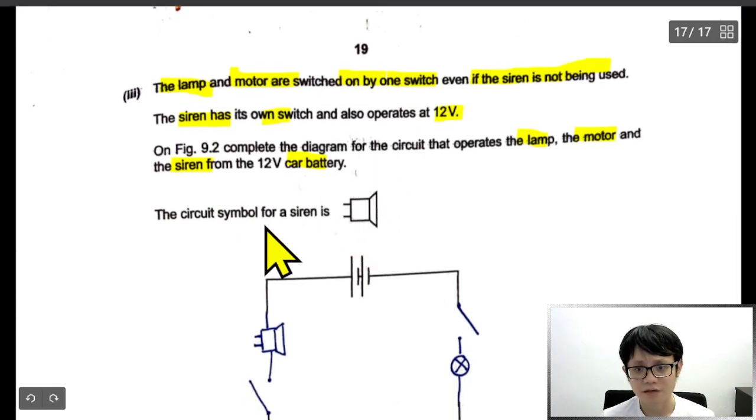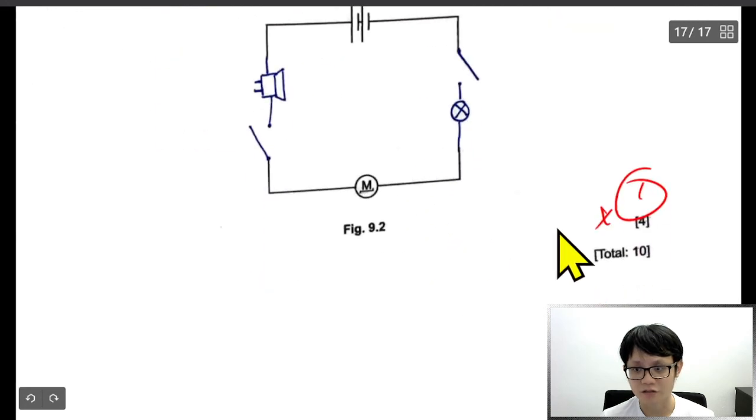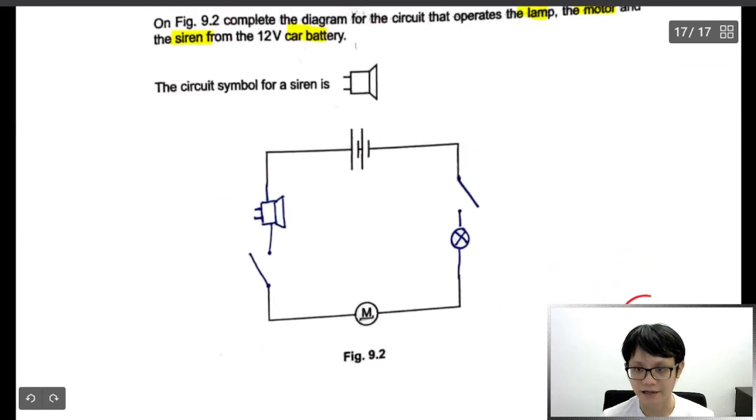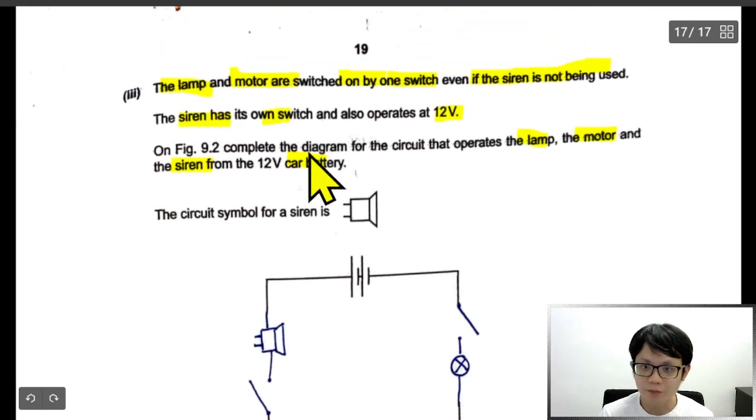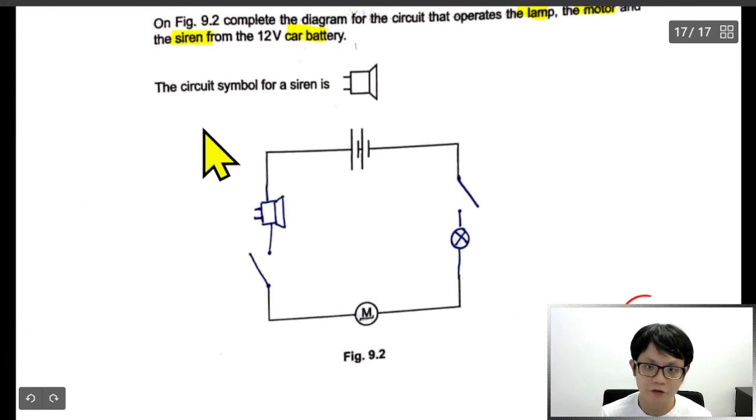The symbol for the siren is given. So the student drew and the student didn't get full marks, got 1 mark. The reason is, yeah, so up to you. See how you want to draw, as long as the thing works.